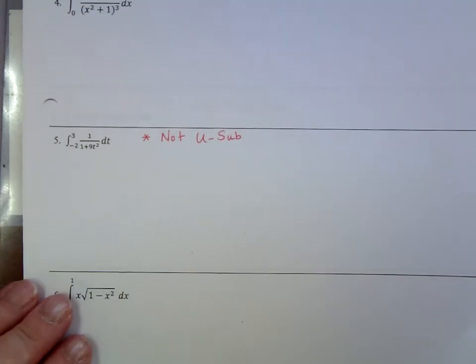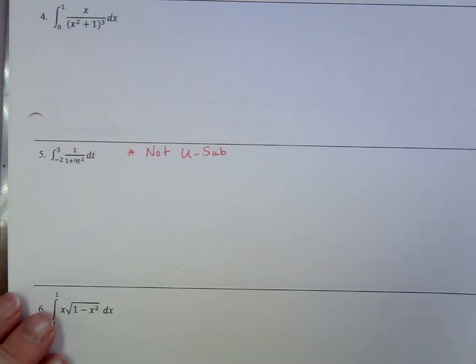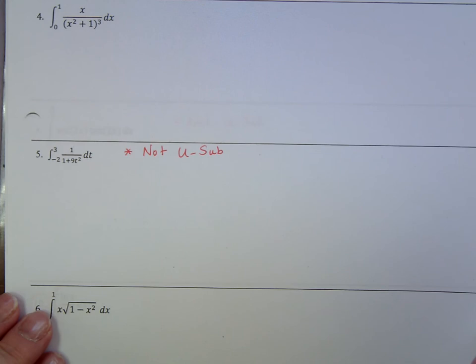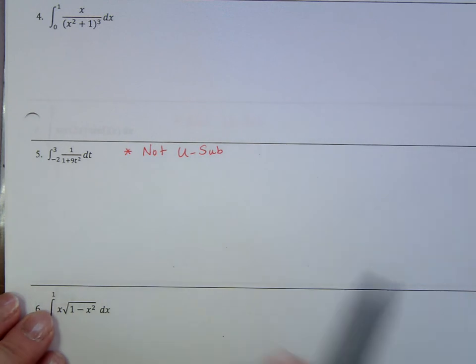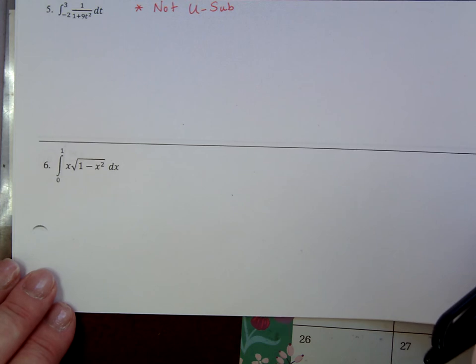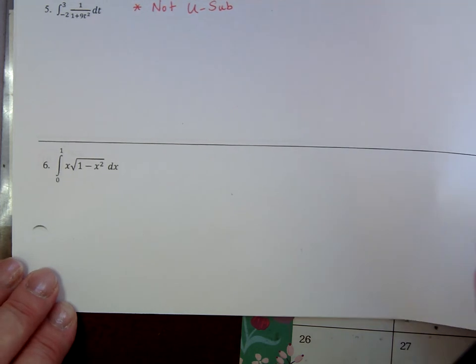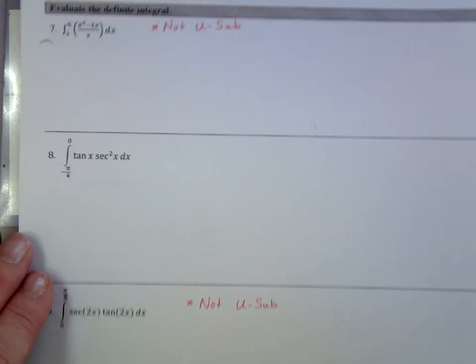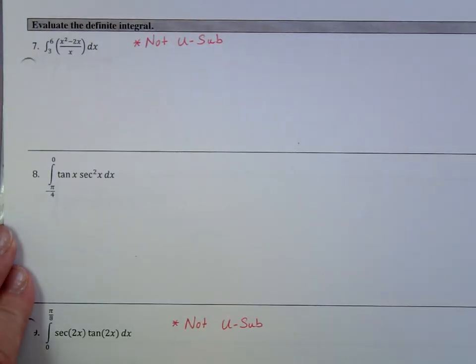Number 4 is another u substitution. Obviously inside your parentheses is an x squared plus 1, that's your u. Number 5 is not a u substitution, and I would give you the hint of think of your inverse trig functions and see if you can integrate that one based off of that. Number 6 is an integrate with u substitution. Inside your square root is your u. Number 7 is another one, 7 here it is, that's not a u substitution.